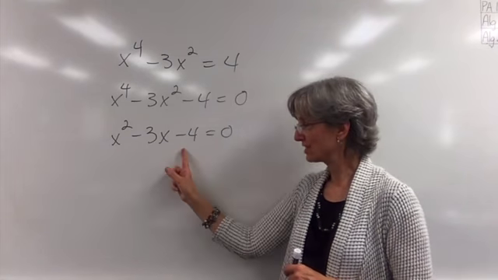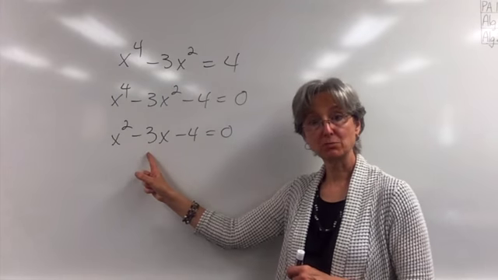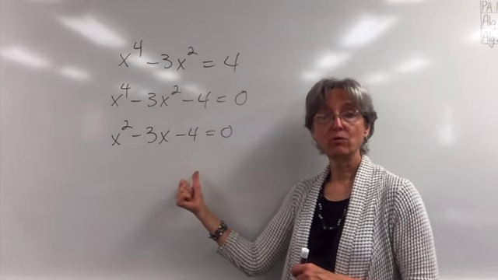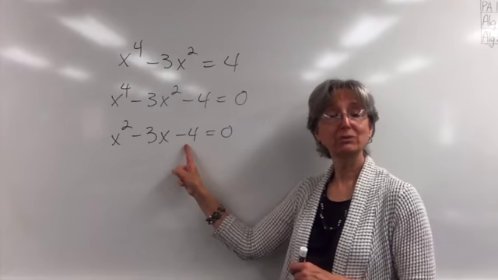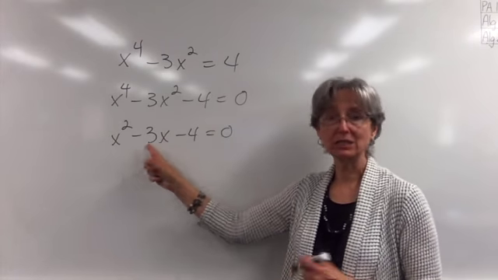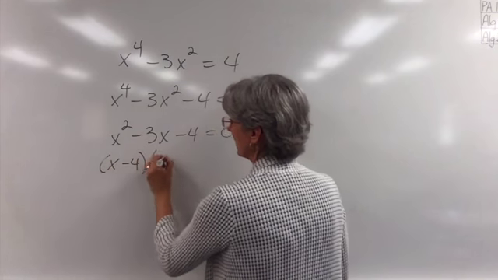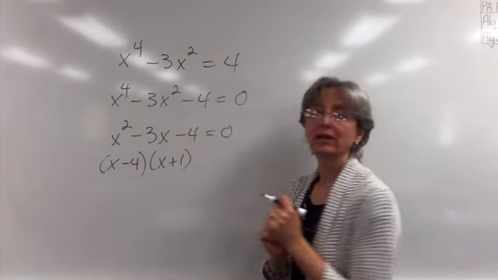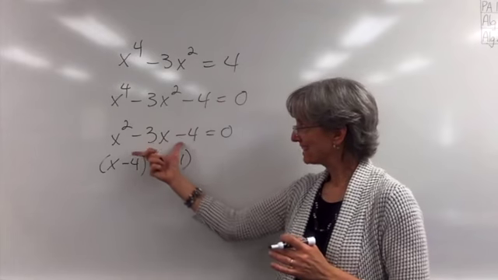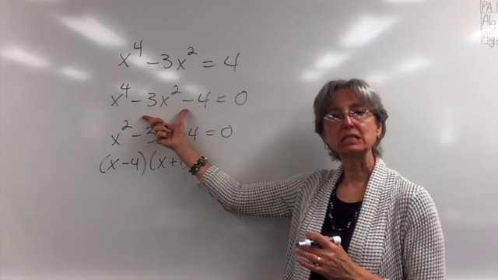We would know it's just x minus 4 times x plus 1, because negative 4 and positive 1 multiply to be negative 4 and add up to be negative 3, right? So this is x minus 4 times x plus 1, and we are all done. This pattern is the same as this.